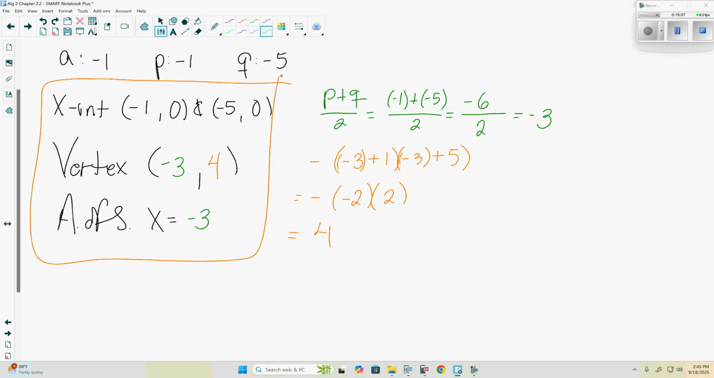Questions on how we found the vertex, x-intercepts, and axis of symmetry for this here? Questions on anything we've done so far today? We feel comfortable with this here? Do we need to see another example of this here? So, if we feel comfortable with this here, should I get a calculator? Yes.